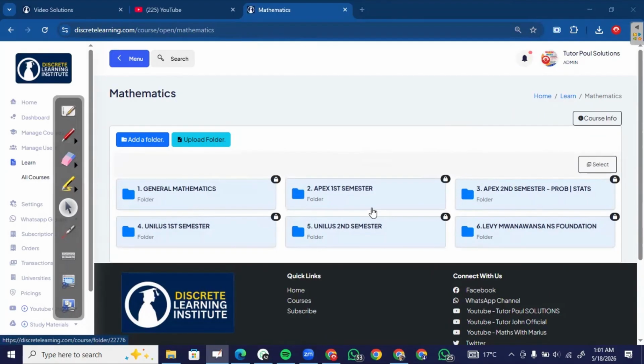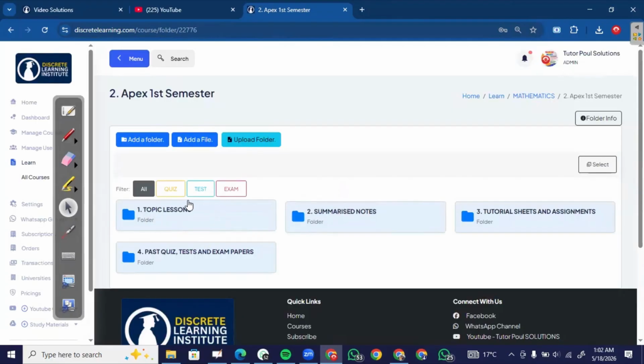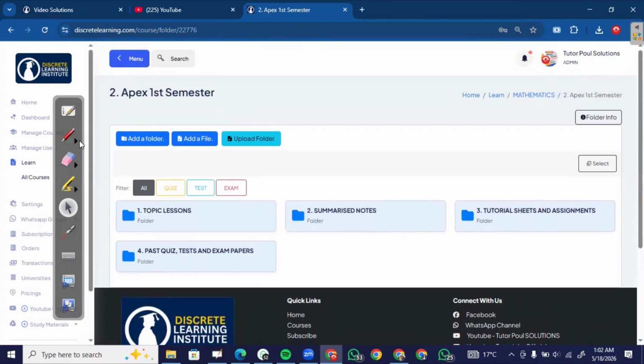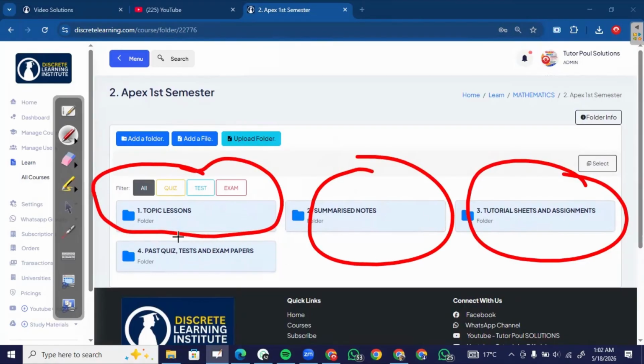So for example, I'm first semester Apex. I'll just open this folder. Once I open the folder, you're going to see a folder for topic lessons. Here it is, summarized notes, tutorial sheets and assignments, and then past papers and past quiz, tests and exam papers. In this folder here, there are full tutorial sheet videos. So you can just go there, pick your intake, and you're going to access them. Here there are some summarized notes, here there are topic lessons. So you pick whatever you want.